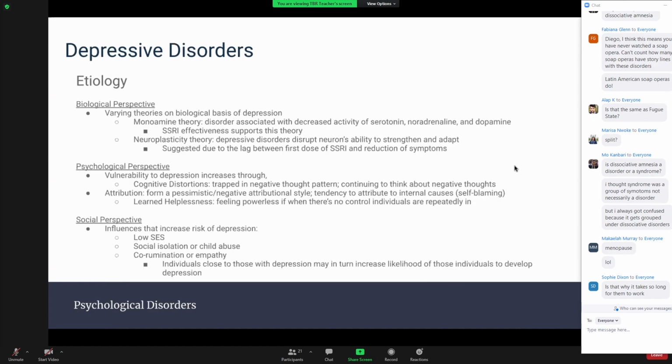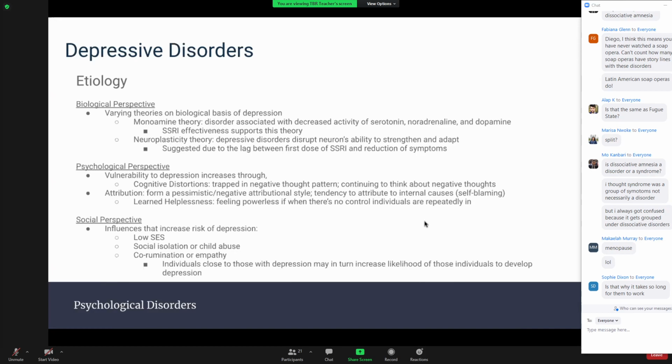Learned helplessness should hopefully ring some bells when it comes to operant conditioning with, I think it's like a little puppy that keeps on getting zapped despite everything it does. I can't remember the classic experiment, but anyways, it's operant conditioning too.